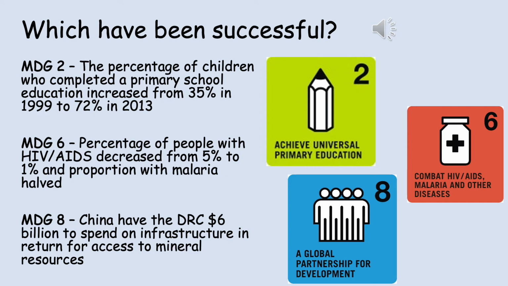The final goal that I've highlighted as being successful is Millennium Development Goal 8, which is basically to try and increase trade links between countries. And the DRC has been very successful in this. It has increased its trade links with China in particular, with China having invested £6 billion in infrastructure. However, this is in return for access to mineral resources.